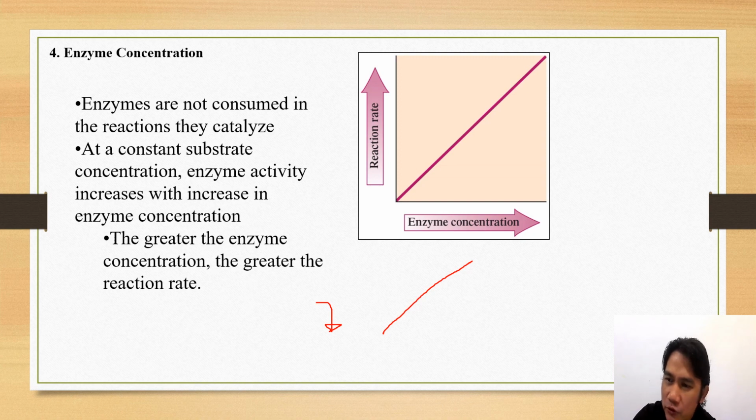So this is a function of reaction rate versus enzyme concentration. As the enzyme concentration increases, the reaction rate also increases, as shown by this straight line. Why? The greater the enzyme concentration, the greater the reaction rate, because there will be more active sites that will accommodate the substrate.